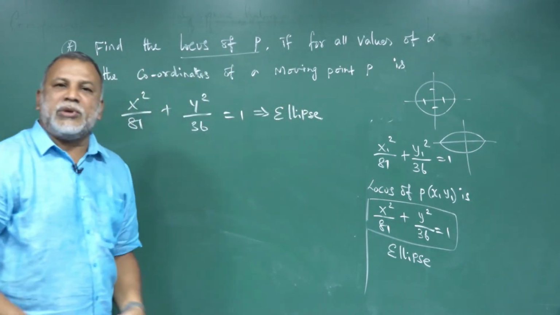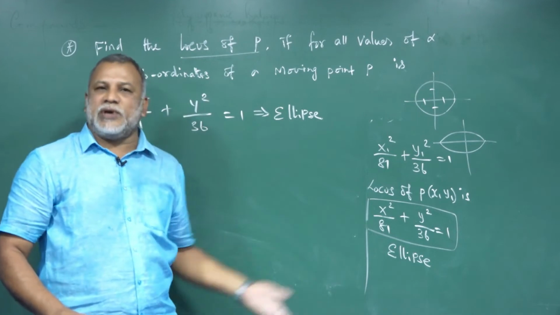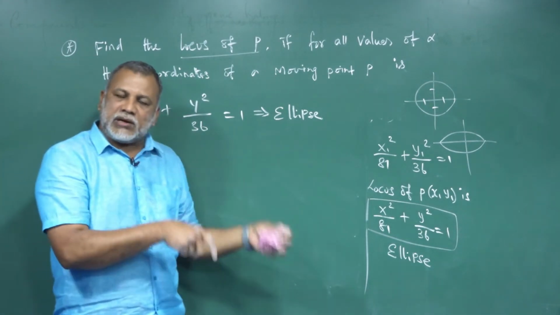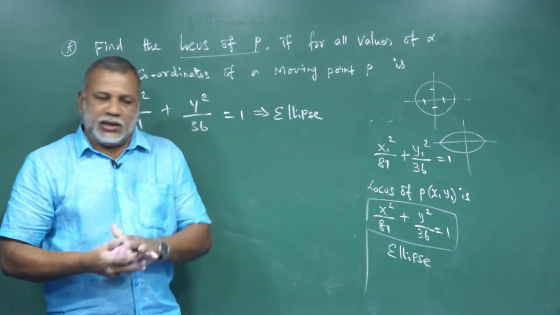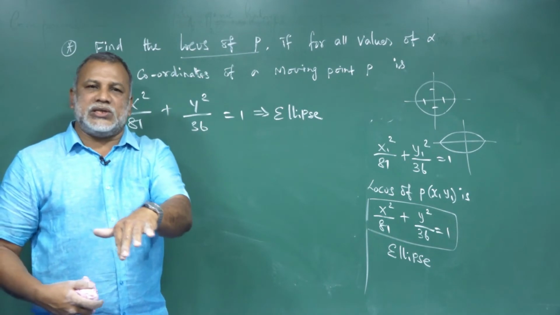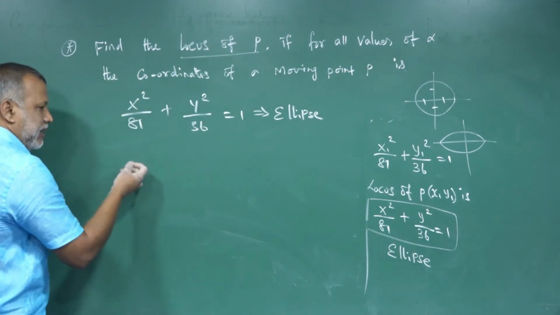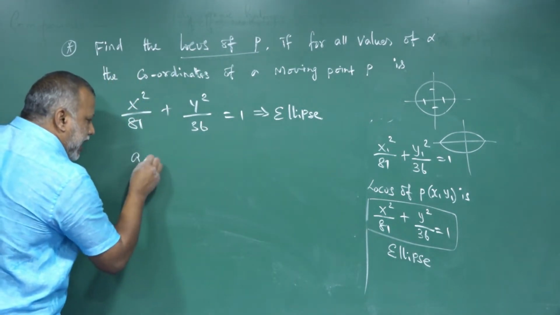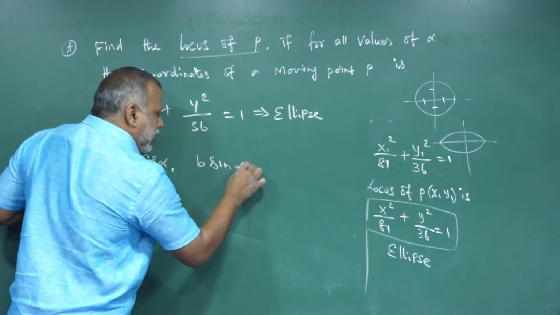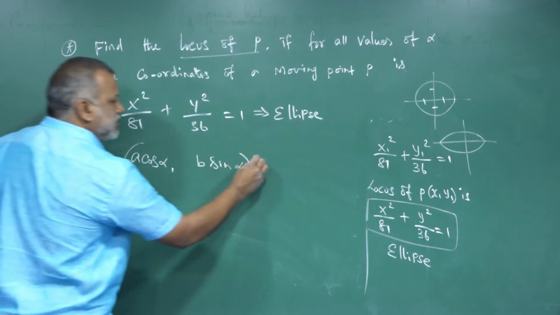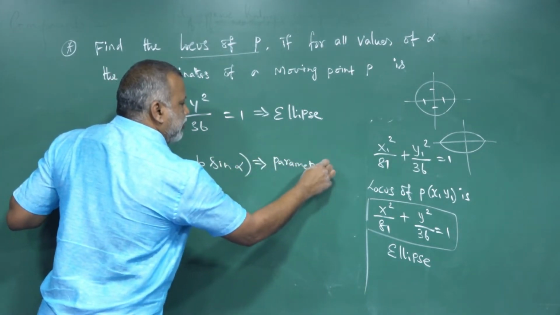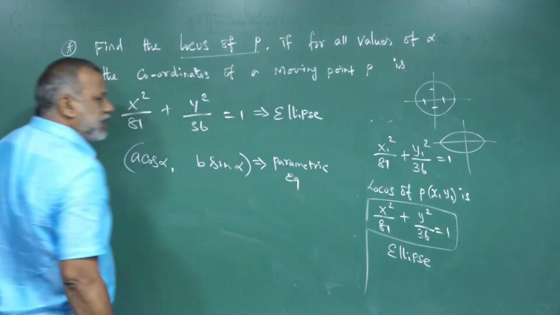So the Cartesian formation is given. What is the parametric formation? In the previous question, from the Cartesian formation we were able to derive the parametric, and from the parametric we are able to derive the Cartesian also. See here, what is the parametric formation? It means a cos alpha, comma, b sin alpha is the parametric equation of the ellipse.